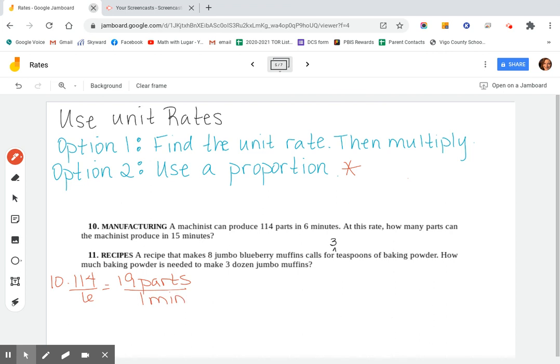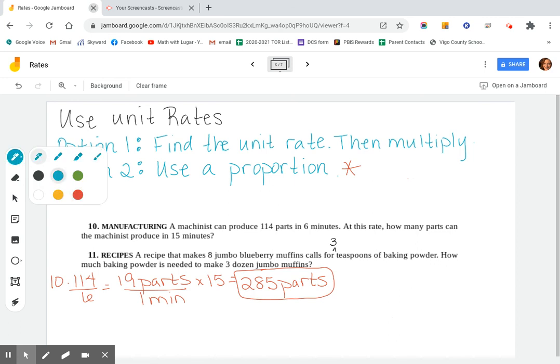Now that I know what it is for 1 minute, I want 15 minutes. So I'm going to multiply by 15. 19 times 15 would be 285 parts. So that one was written in the correct order. It was pretty straightforward, but here's how that proportion would have worked.